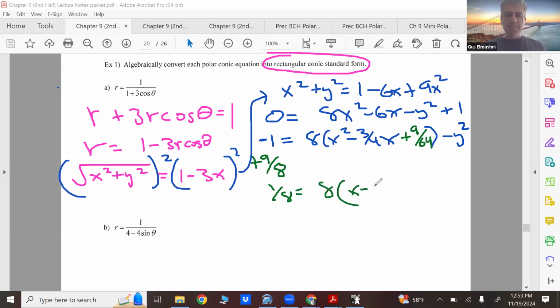X minus what? 3/8. Do you agree? Square root of 9/64 is 3/8. There's a minus in the middle. And in order to get a standard form, it doesn't have to be 1 on this side. So you actually have to divide by 1/8 and multiply by 8. So it becomes this, if I multiply both sides by 8.